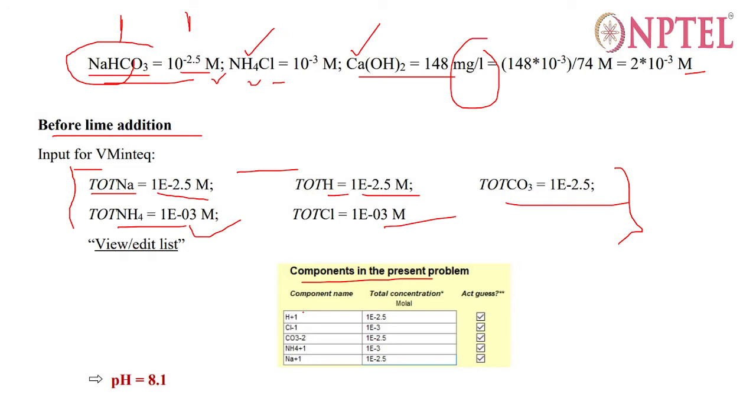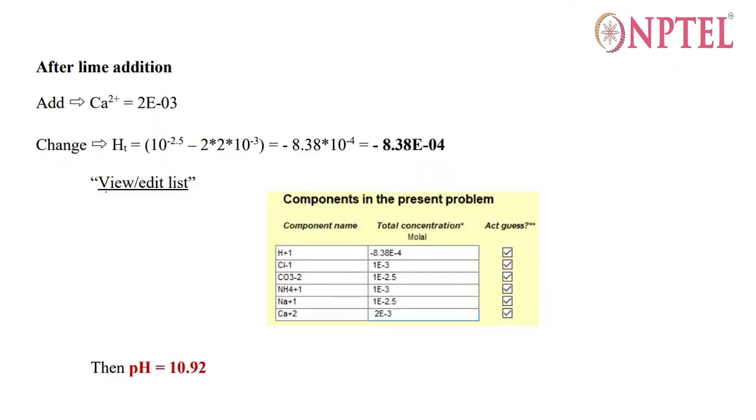Just write it down. Then other things like chlorine. Write it down and give all the inputs. If you give all the inputs and run Visual MINTEQ, you will get the pH as 8.1. That is our desired pH. And then after lime addition, what is the change we need to make?